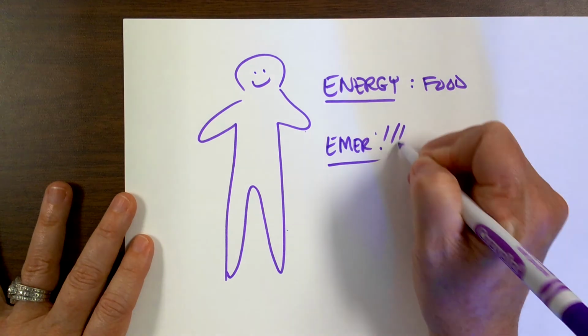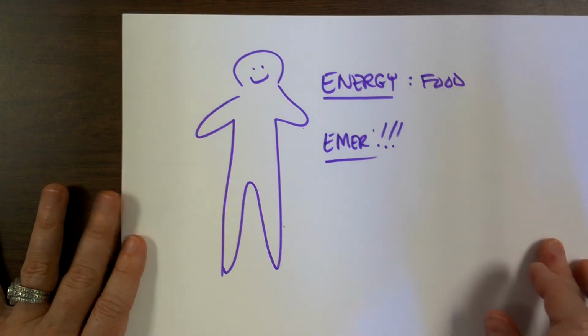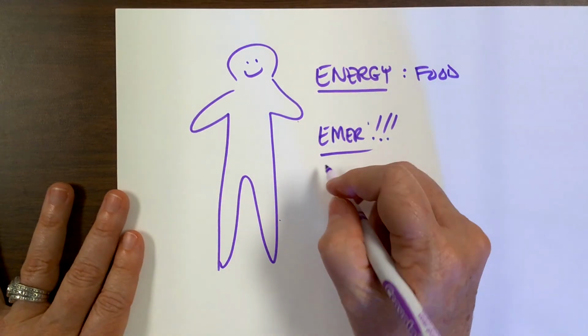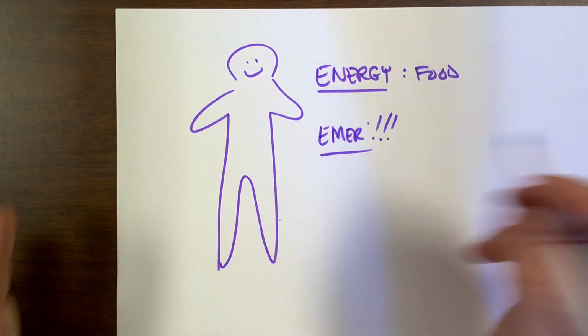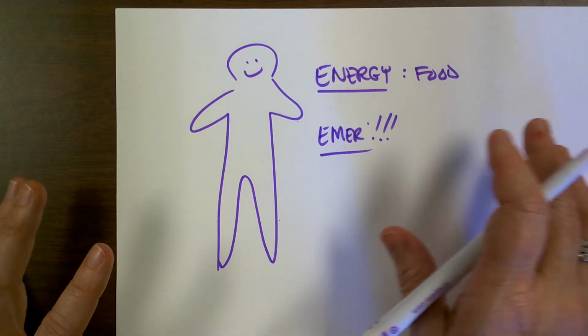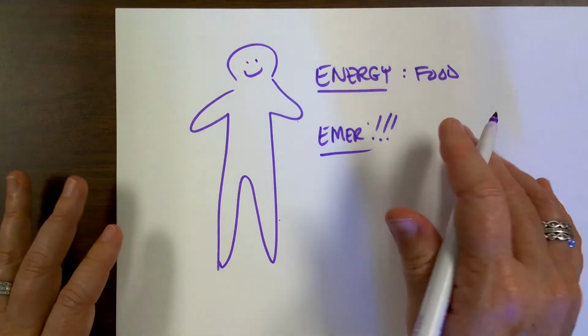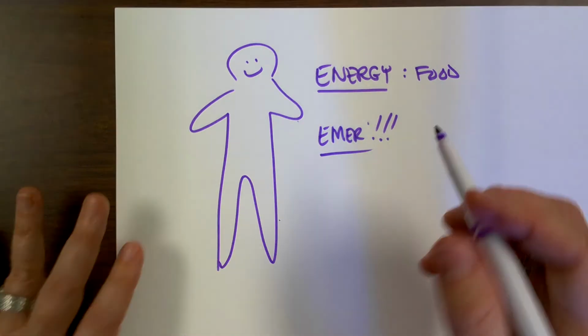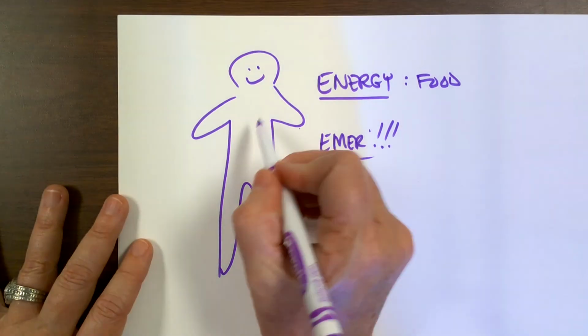Okay? Emergency, okay? You've got something called fight or flight. You have an adrenaline rush, something crazy happens, and you've got to be fast, strong, run away, fight. You've got to make some big decisions.